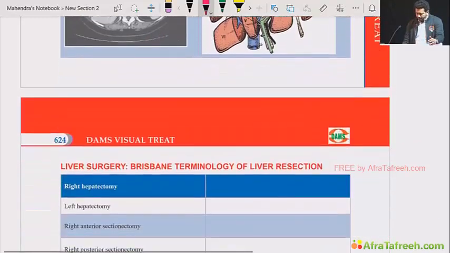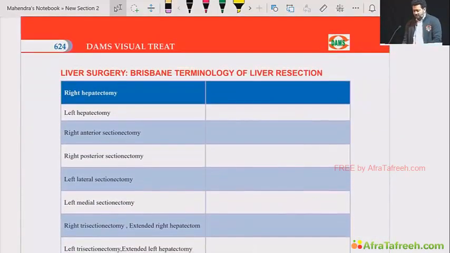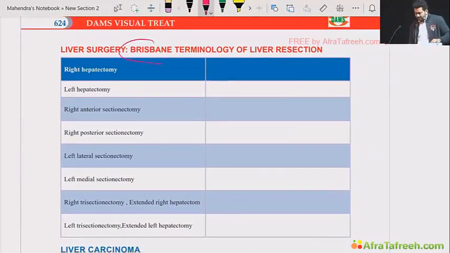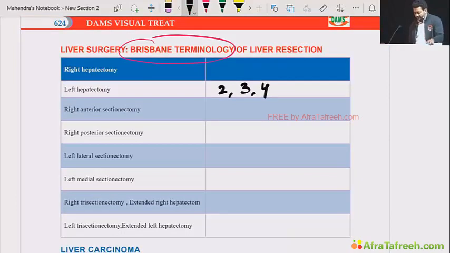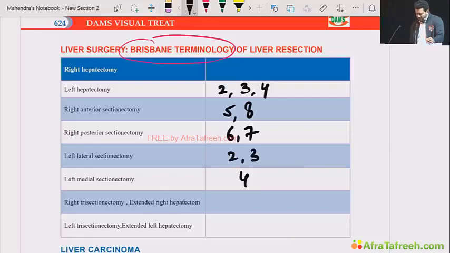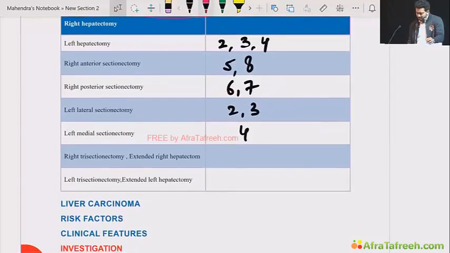Okay, so based on this, now you tell me, this is a very important question about the Brisbane terminology of liver resection. Brisbane terminology, left hepatectomy, what are the segments you will remove? 2, 3, and 4. Right anterior sectionectomy, what are the segments you will remove? Anterior, 5 and 8. Posterior, 6 and 7. Left lateral sectionectomy, 2 and 3. Medial, 4. Trisectionectomy. Now this is the most important.